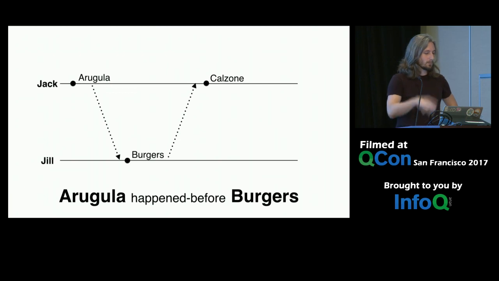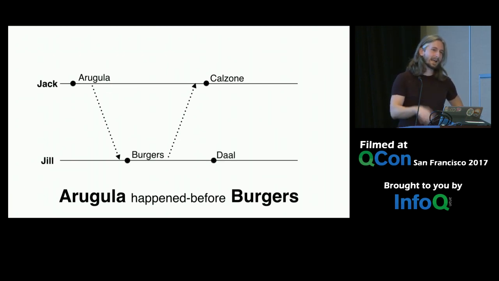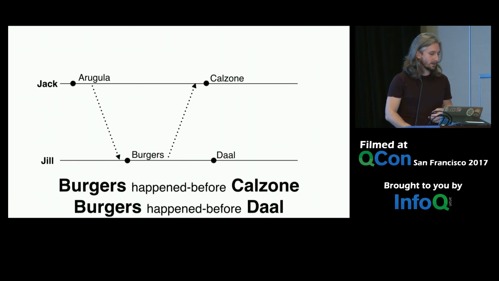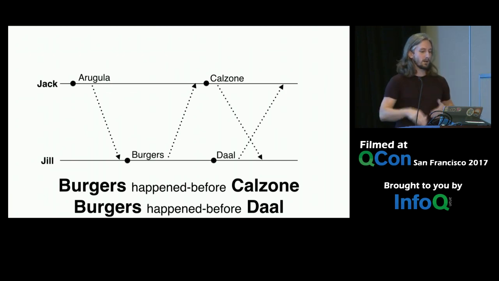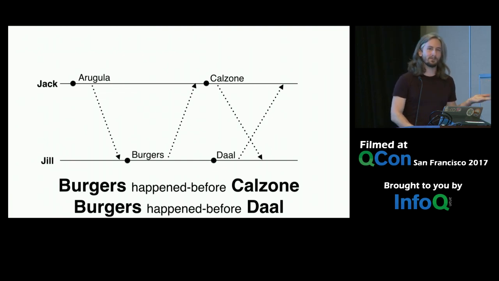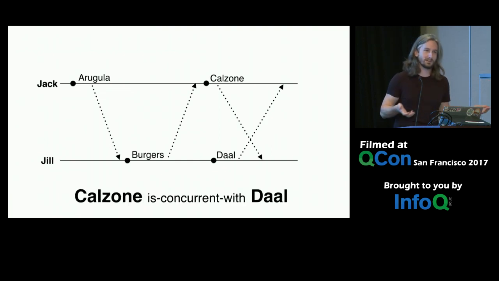While at the same time, Jill is like, actually, I changed my mind. I don't want burgers. I actually want dal. So in this case, we can say that burgers happened before calzone, and burgers also happened before dal. However, as we replicate those messages back and forth to each other, we now realize that calzone didn't happen before dal, and dal didn't happen before calzone. They are, in fact, concurrent with each other. And that is the example of lunch-based causality.